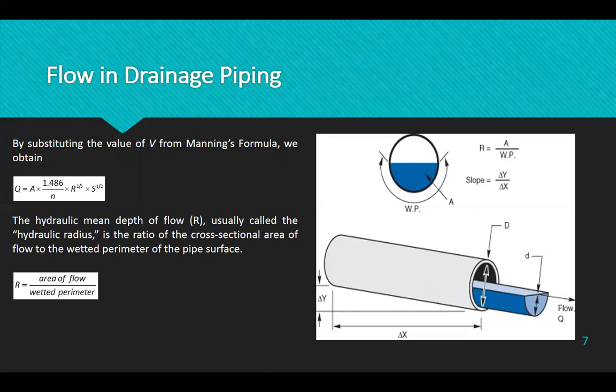So the hydraulic mean depth of flow R, usually called the hydraulic radius, is the ratio of the cross-sectional area of the flow to the wetted perimeter of the pipe surface. Consider half. Ito yung wetted perimeter. Ito yung liquid, water. So the hydraulic radius is the area ito divided by the wetted perimeter. So that is the equation for R. This slope is ito, delta Y over delta X.